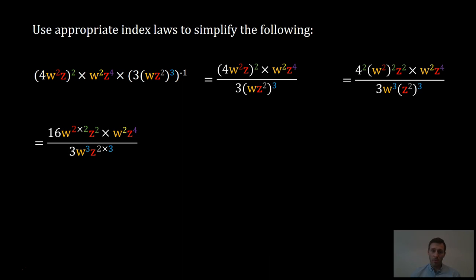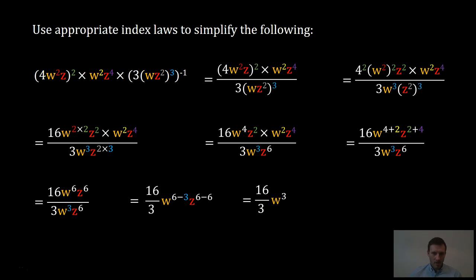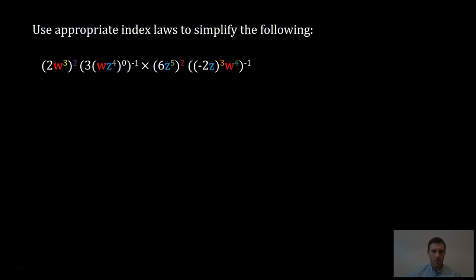Then we've got to multiply those powers. We've got power to another power, we multiply the powers, and that can be further simplified. On the top, we can keep the base and add the powers. So we add them, we simplify it. Because we're dividing, we can keep the base and subtract the powers. And we're further simplifying this. And now we've fully simplified it, and we end up with 16 on 3 times w to the power of 3. Let's look at another example.